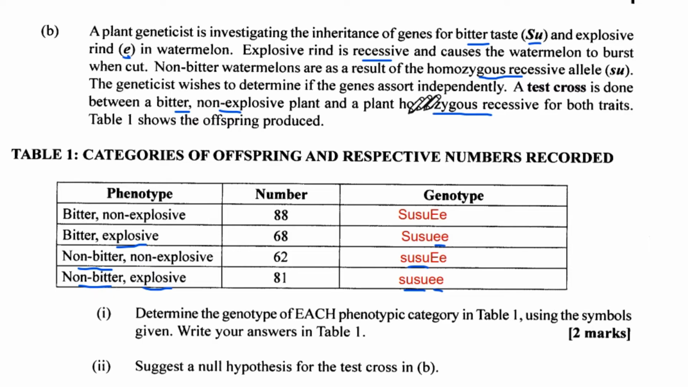Now, because one of the plants was homozygous recessive, one of them would be dominant and one of them would be recessive in terms of inheritance. So for the bitter one, you would have at least 1 dominant, and then you'd have 1 recessive, so it'd be heterozygous. And for this one, it'll be the same thing. For the non-explosive one, again, same thing. You would need at least 1 dominant allele, and because it was crossed with a recessive plant, you would have 1 dominant and 1 recessive. So non-explosive, you're going to have a capital E and a lowercase e. Same thing here, a capital E and a lowercase e.